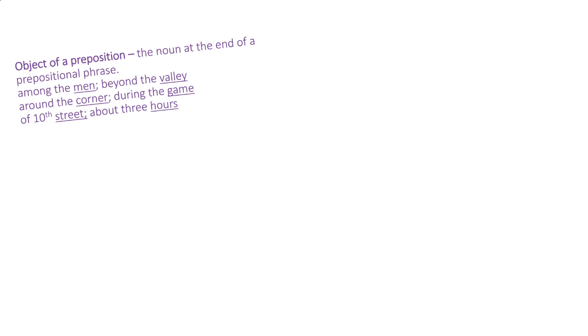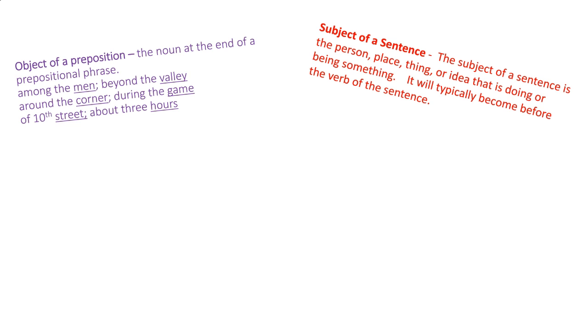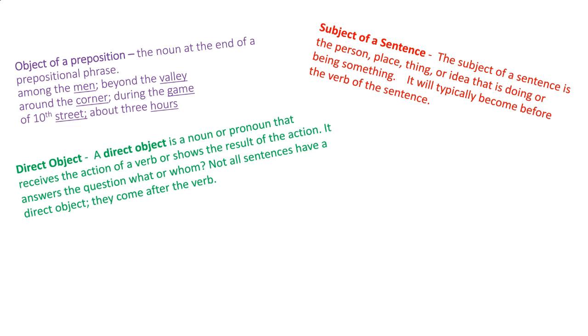Okay. The next thing is the subject of a sentence. The subject is the person or idea that is doing or being something. It's typically at the very beginning of the sentence, and it'll always come before the verb of the sentence. Your direct object is the noun or pronoun that receives the action of the verb or shows the result. It answers the question, what or whom. It's important to understand that not all sentences will have a direct object, and that if it does, it will always come after the verb.